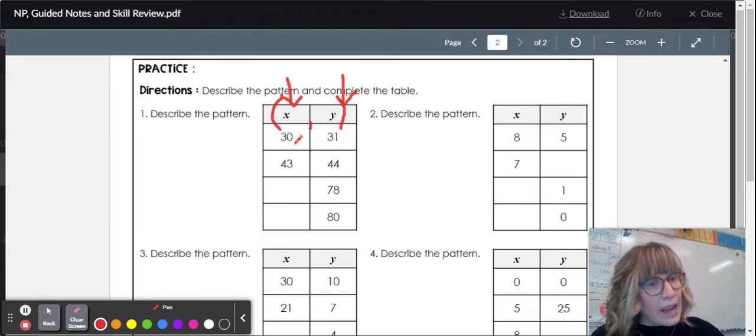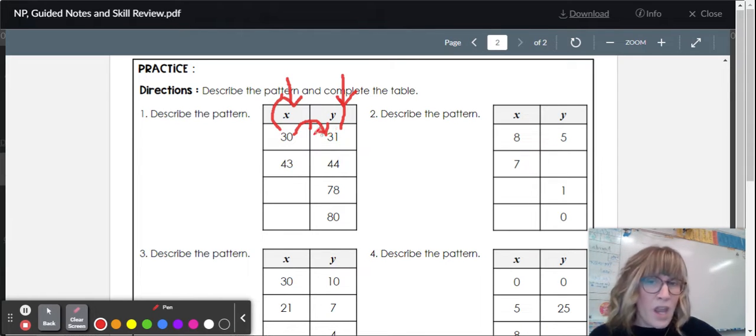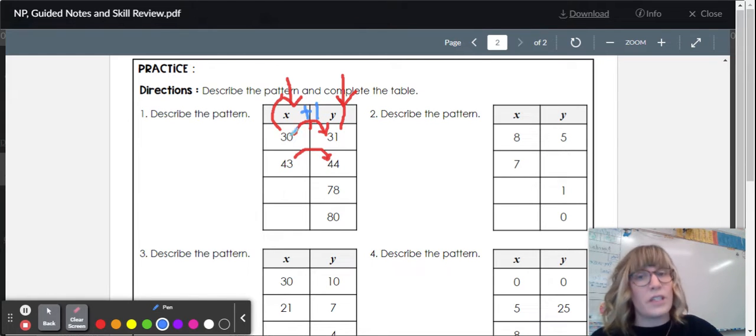So when we have an X of 30, the question is, what happens to that 30 to make a 31 pop out? We are trying to figure out the rule based on what we're given. When we have an X of 30, we have a Y of 31. When we have an X of 43, we have a Y of 44. So it's looking like what we're doing every time is adding 1. We'll take our X, add 1, and we'll get our Y. 43 plus 1 is 44.